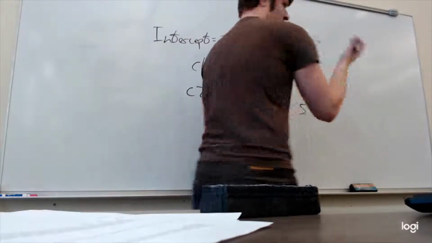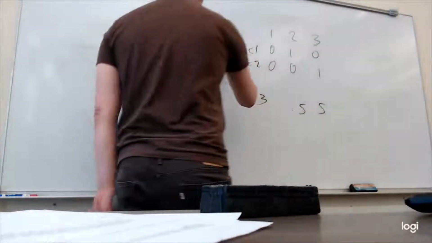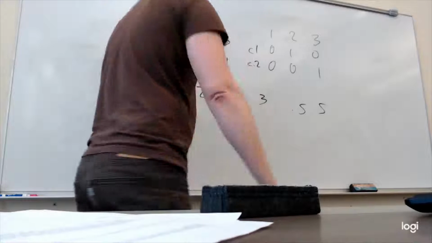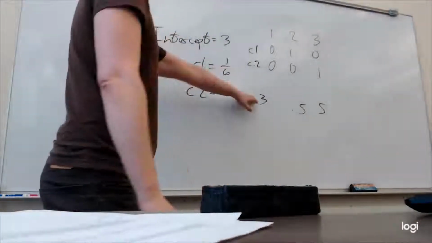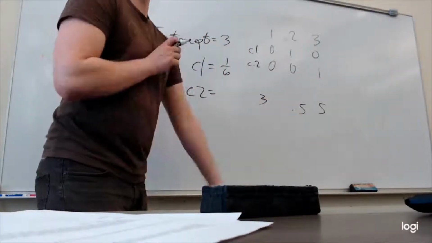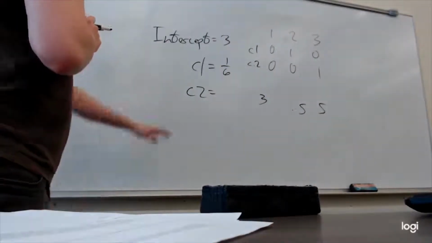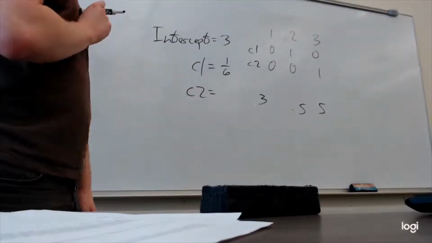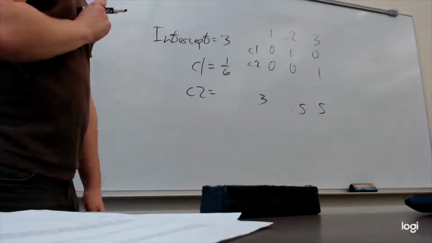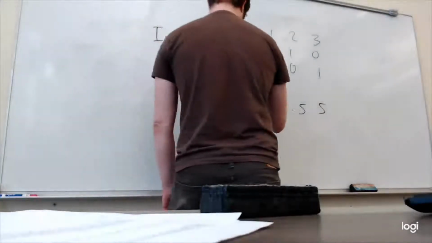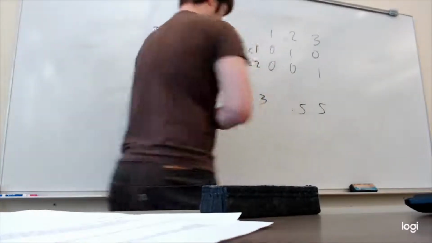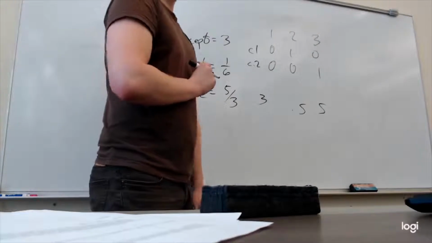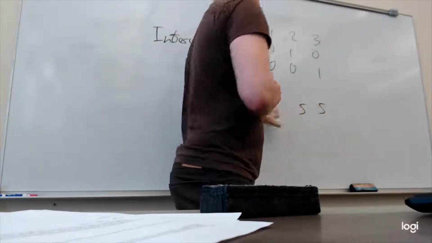Multiplied by 2 to get a nice fraction, so it would be a 6th. You have to multiply 3 by a 6th in order to end up at a half. How about C2? 1 2/3, or 5/3. It's the odds in this group divided by the odds in this group.